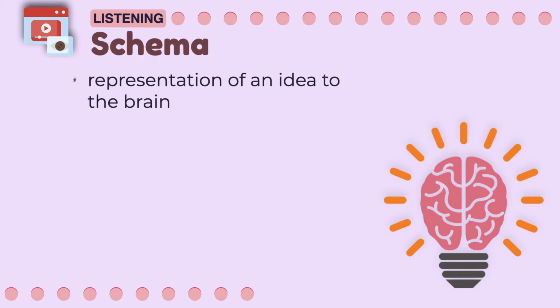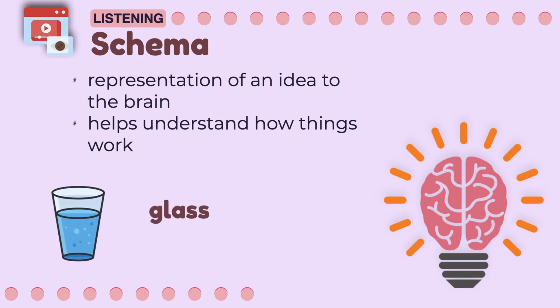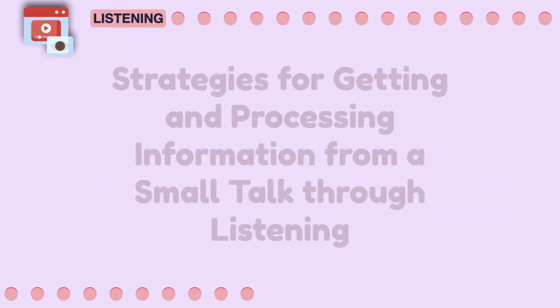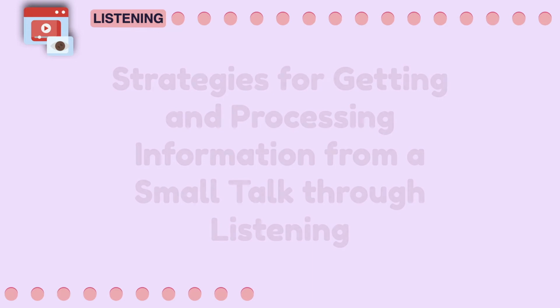To understand the new information heard, we have to activate our schema to understand the information. Schema is the representation of an idea in our brain. It helps us understand how things work. For example, when you hear the word glass, your schema of it could be that it is used for drinking or that it is a material used for windows. Aside from activating one schema, there are various strategies for getting and processing information from a small talk through listening. These strategies are the following.